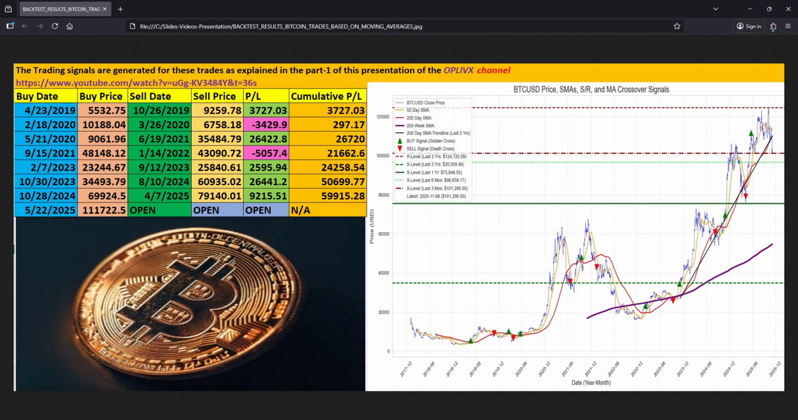So when the 50-day SMA crosses above the 200-day SMA, it is considered a bullish pivot where the green triangle is marked. And a red triangle is marked downward looking when the 50-day SMA moves below the 200-day SMA.